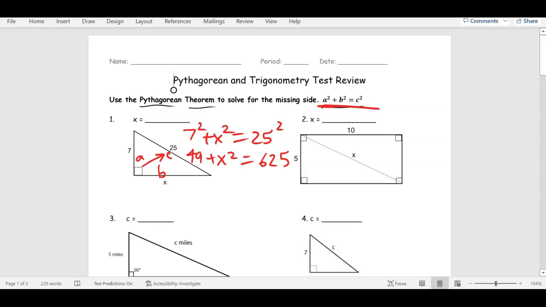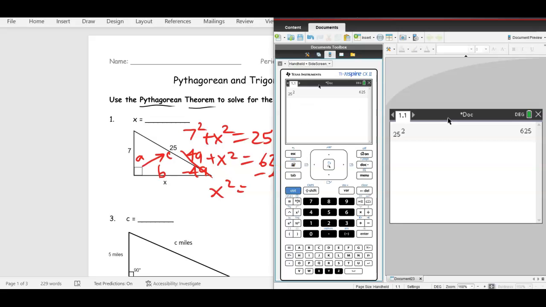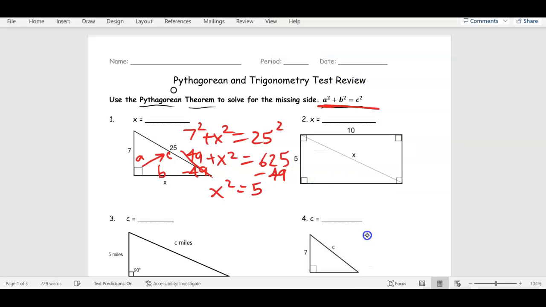And then to solve for x, we get rid of this loner 49 by subtracting it. Anytime you're missing a leg, you're going to subtract it. Missing a or b. Okay. So 625 minus 49, 576. Okay. Now it depends what they're asking for.